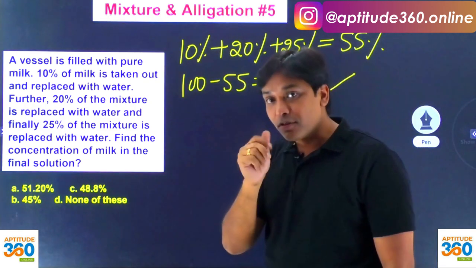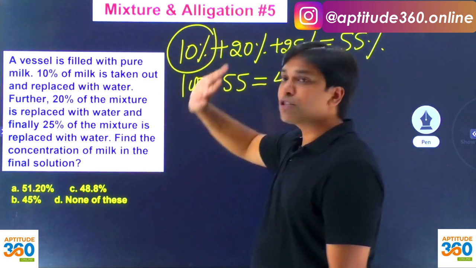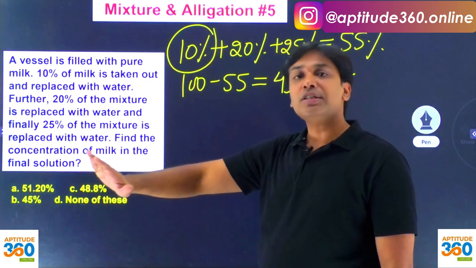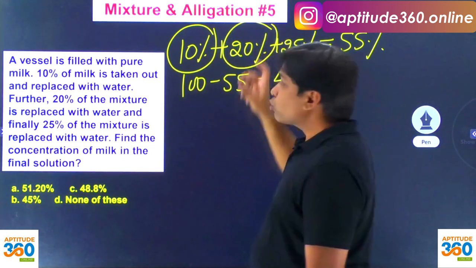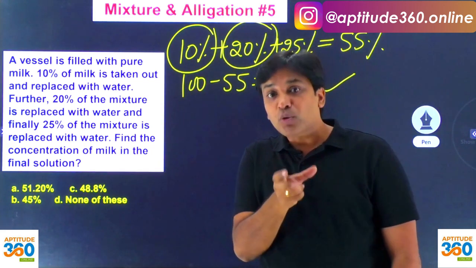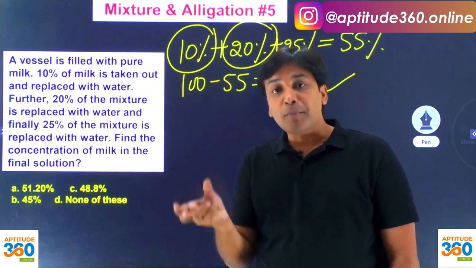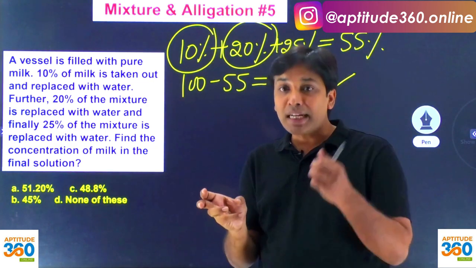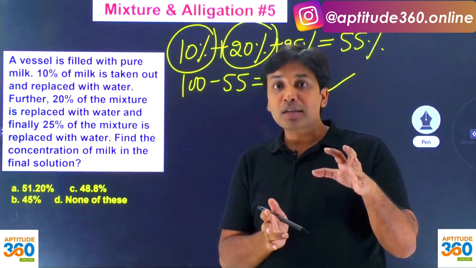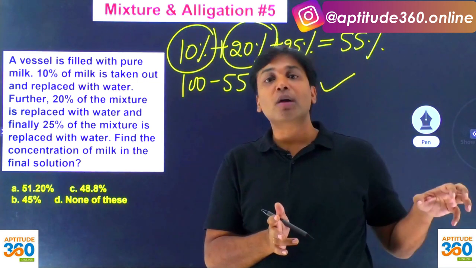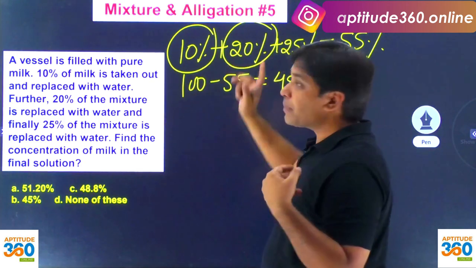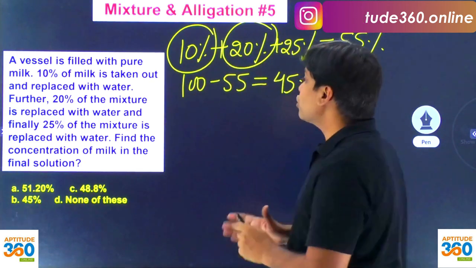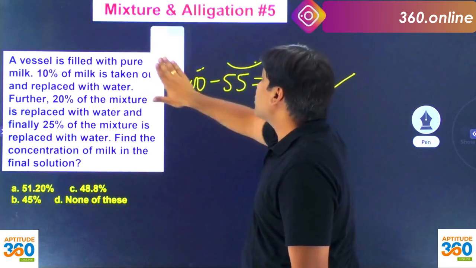You have to be mindful. If you take out 10%, that's okay. You are replacing 10%. You're replacing milk with water. But then if you take out 20%, the entire 20% of milk will not come out. 20% milk will come out and whatever water is there in the solution, 20% of water will also come out. Milk bhi nikla aur pani bhi nikla. To isliye yahan pe 20% to aap likh nahi sakte. Does this make sense to you? So ye wala method to galat ho gaya.